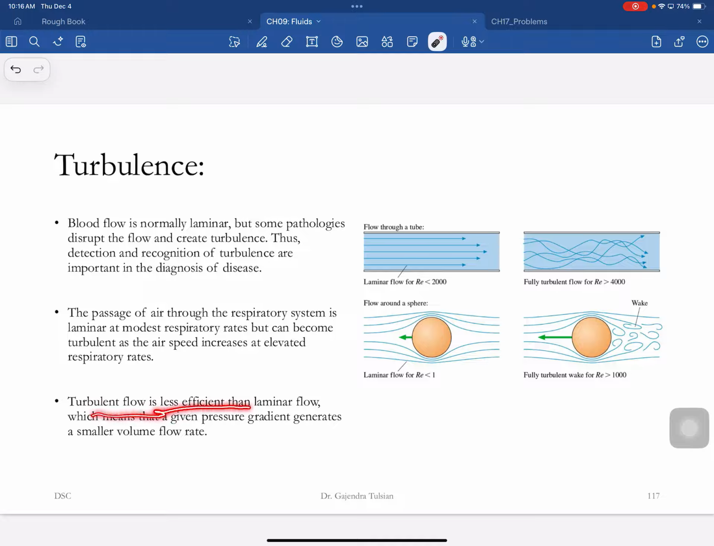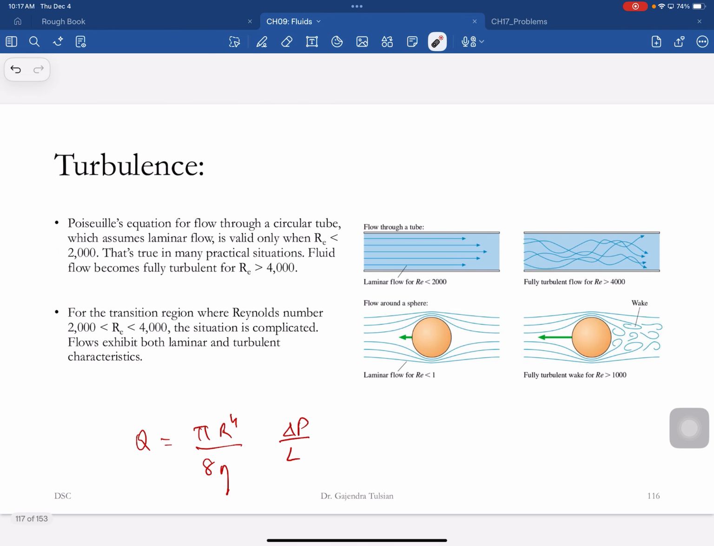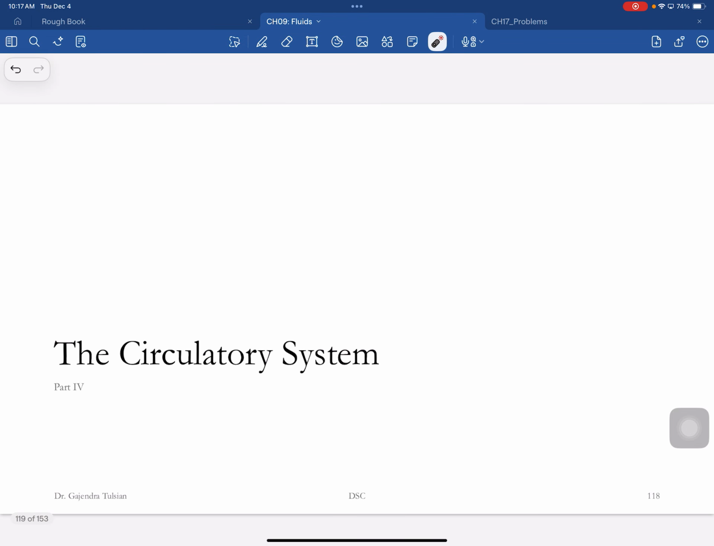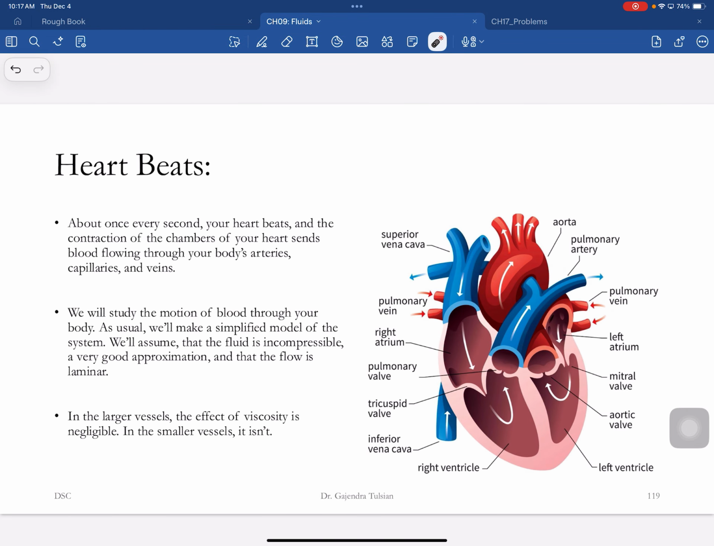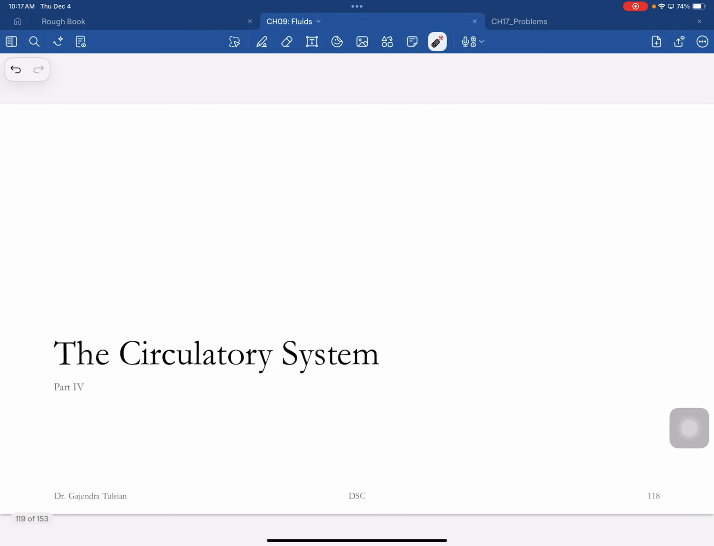Turbulent flow is less efficient than laminar flow, which means that a given pressure gradient generates a smaller volume flow rate. A given pressure gradient generates a smaller flow rate. Okay. All right, now we'll talk about the circulatory system.